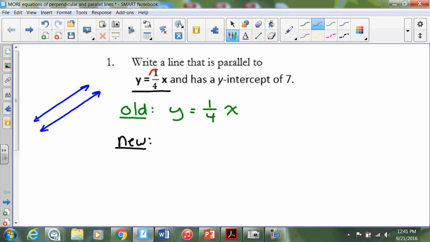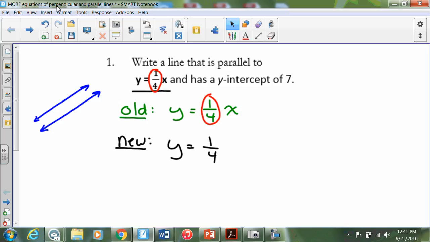And its slope, of course, is right before the x. So the old slope is 1/4. Well, our new line is parallel to this old line, so our new line will also have the slope of 1/4. I tell my class we're going to steal the slope from the old one.